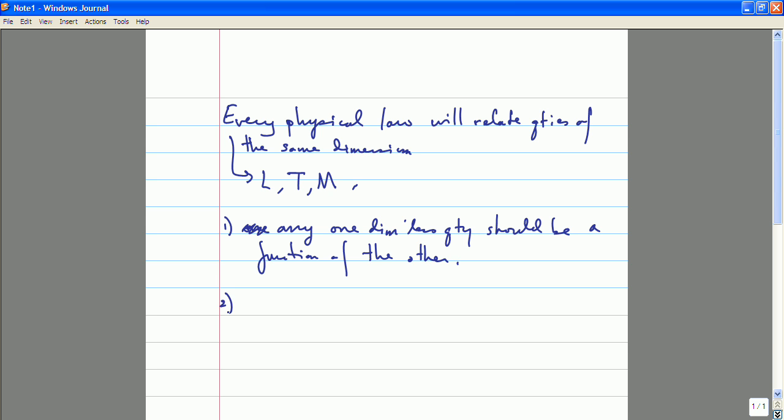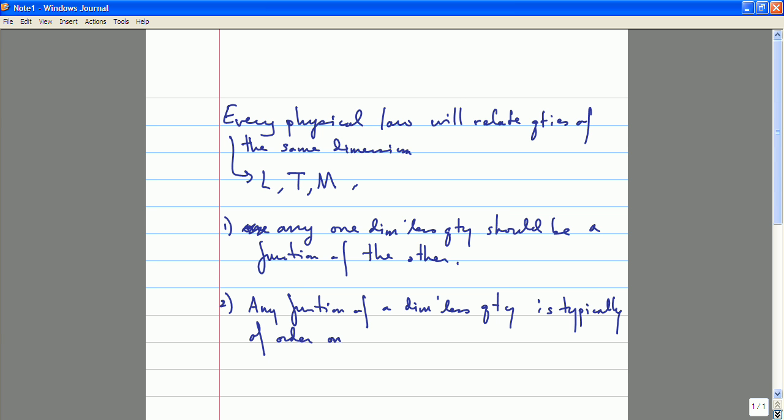And the second, which is not so much a principle, but rather a rule of thumb, is that any function of a dimensionless quantity is typically of order 1. So this second rule is not so much a law of physics as a general principle that we can use to estimate the size of effects in physics. It's not always true. For example, the number 5 is of order 1, okay? But the number e to the e to the e to the e to the 5 is not of order 1, okay? So one has to take this rule with a bit of a grain of salt.